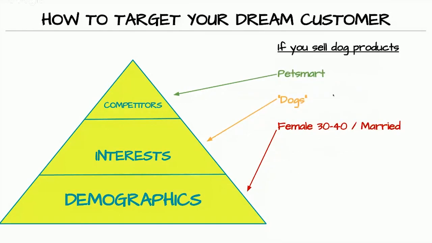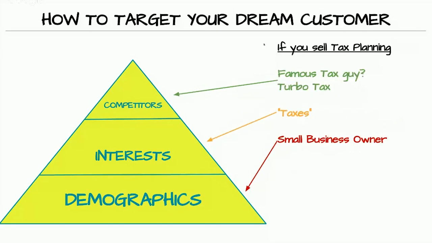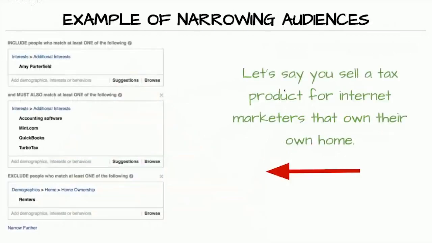Who would like PetSmart that doesn't own a dog or buys dog products? Who would like Jillian Michaels who's not interested in some sort of weight loss? Who the hell would like TurboTax that has never done anything with taxes? Okay, you see what I'm saying? All right. So let me show you an example of narrowing your audiences. So this is what you see inside of the targeting when you're selecting targeting in the ad set level of the Power Editor.